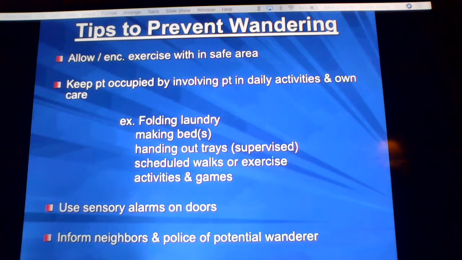We want to have scheduled walks and exercise, activities and games. Again, rec therapy will probably get involved with this, but we should be bringing our patients down to them. We want to use sensory alarms on doors.